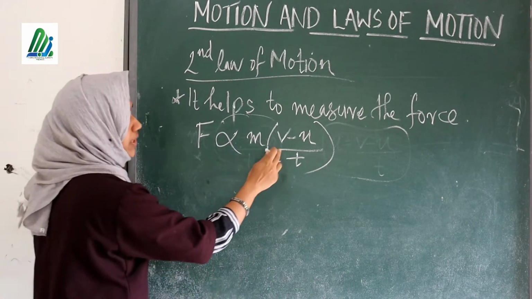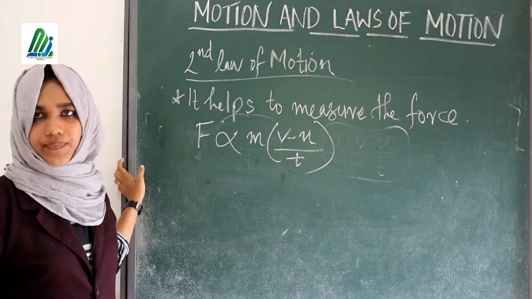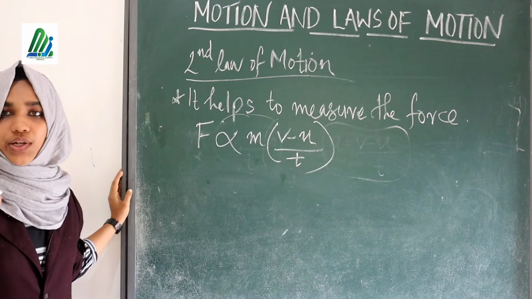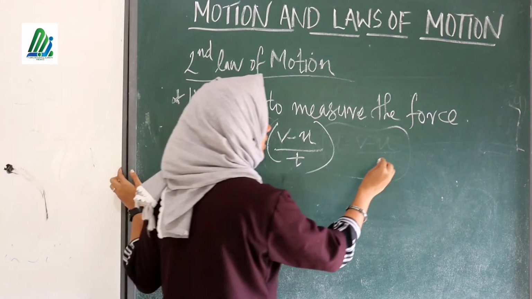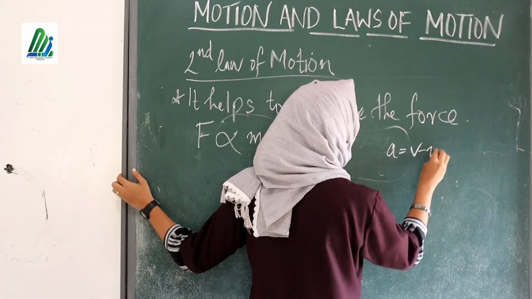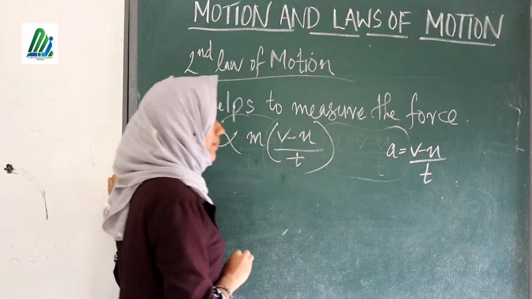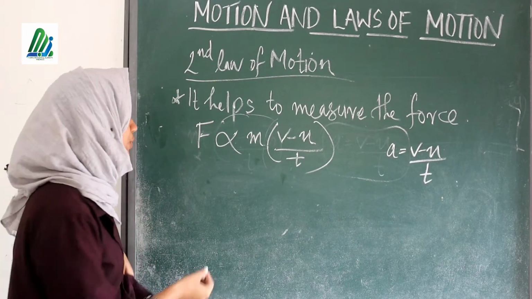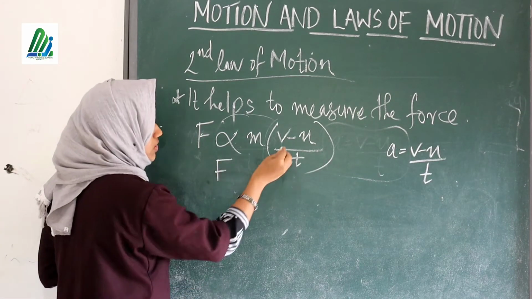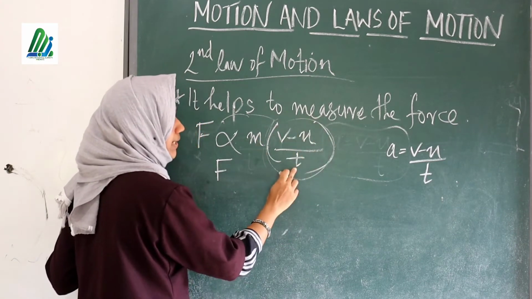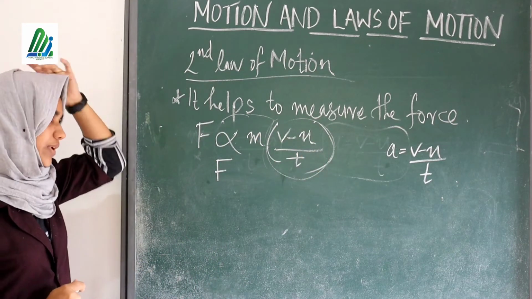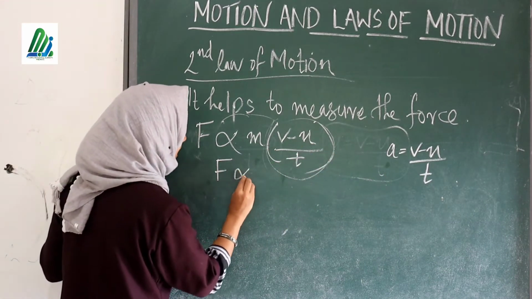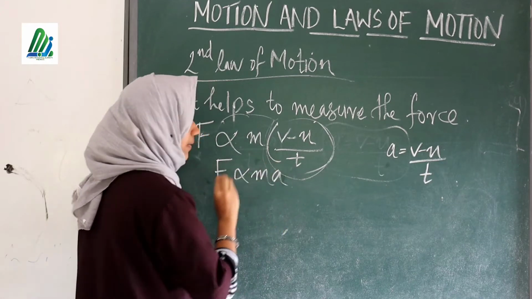Here (v minus u) by t is a. For finding acceleration we have the equation a is equal to (v minus u) by t. So taking (v minus u) by t as a, we can write F is directly proportional to ma.